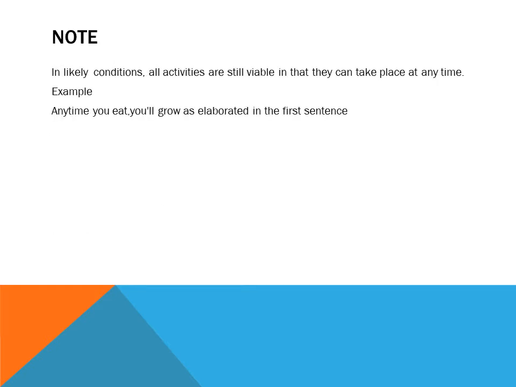Now, we have this point to note, and we have to be very clear here. In likely conditions, all activities are still viable in that they can take place at any given time. Like the one we said, if I eat, I will grow. That meant anytime you start eating, there are chances that you will grow. Please remember that likely conditions are formed by if plus a present simple tense plus will.